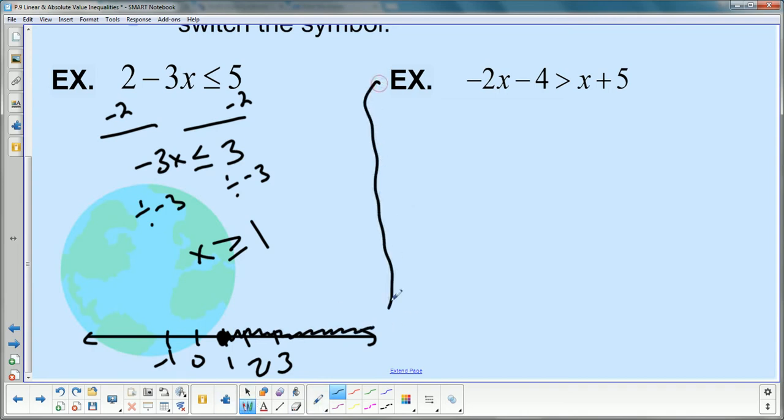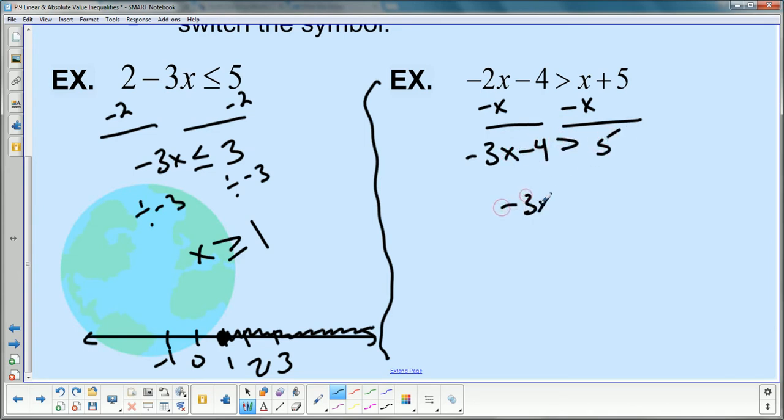Okay, another example over here then, you notice we have variables on both sides. So I'm going to start by subtracting x from both sides. And that's not the only way to start, it's just how I'm going to do it. So we end up with negative 3x minus 4 is greater than 5. We add 4 to both sides, which leaves us with negative 3x is greater than 9. And finally, we divide both sides by negative 3. Again, dividing by a negative tells us to switch the symbol. And so we have x is less than negative 3.